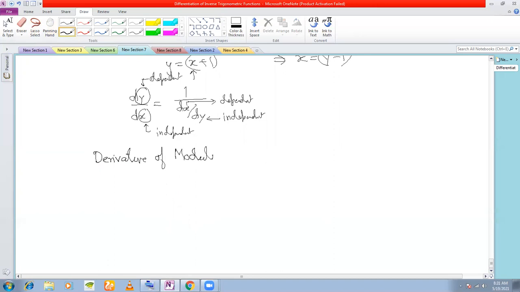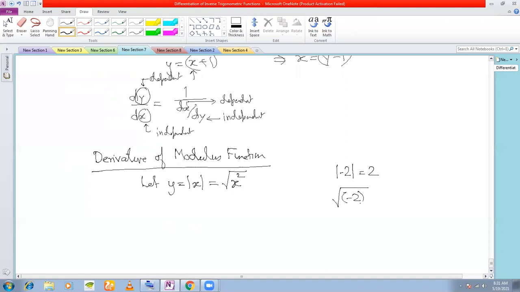Modulus function. Suppose I have y is equal to mod x. Now remember, this mod x is the same as the positive square root of x square. Whether I take y is equal to mod x, or y is equal to positive square root of x square, it is the same. You can check. Let us take the example of mod of minus 2. You know mod of minus 2 is 2. Now let's see the square root of minus 2 square.